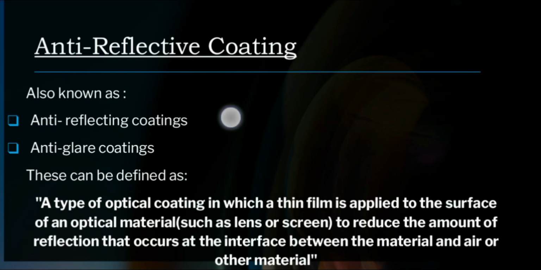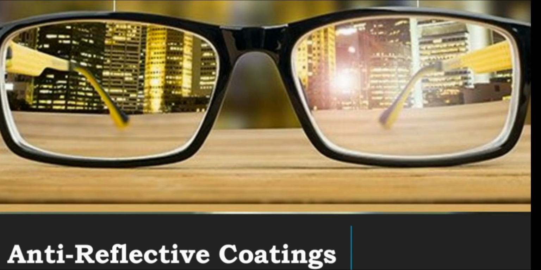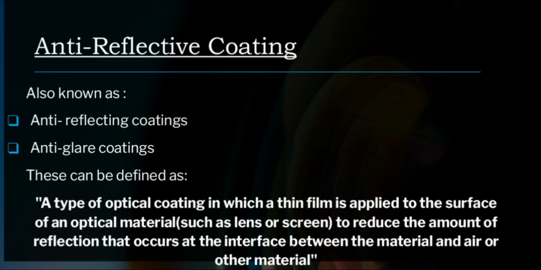So these coatings are also known as anti-reflective or anti-glare coatings, and they can be defined as any optical coating which is applied onto the surface of optical media or optical materials. That can be any glass lens or any spectacles or any window glass or any screen, right? Which will help to reduce the amount of reflection that occurs at the interface between the material and the air or any other material.